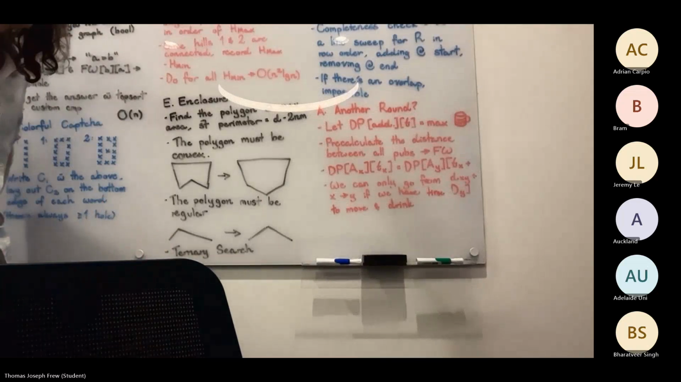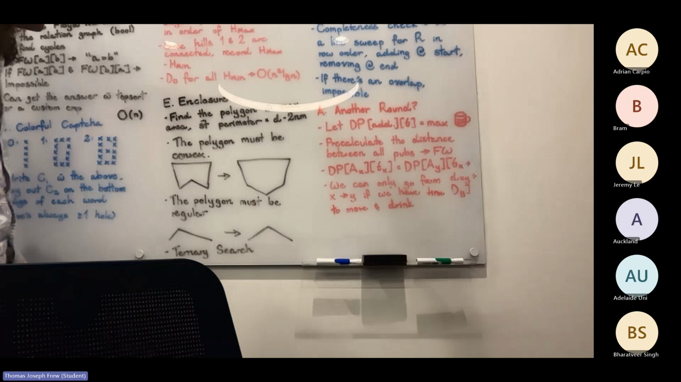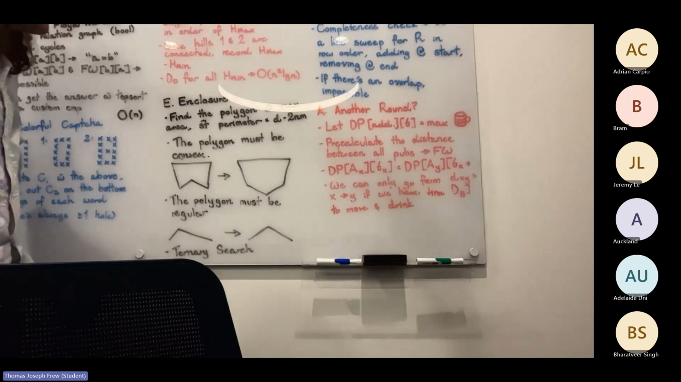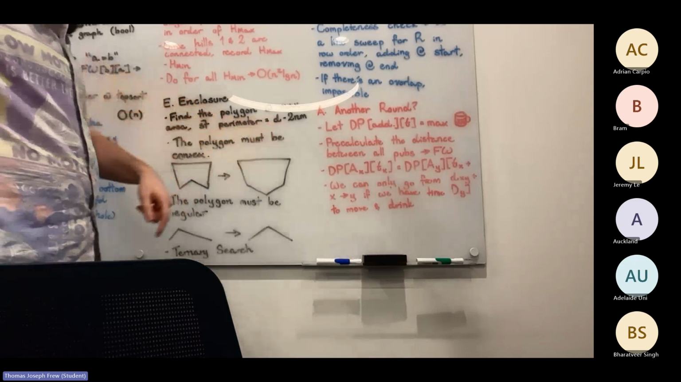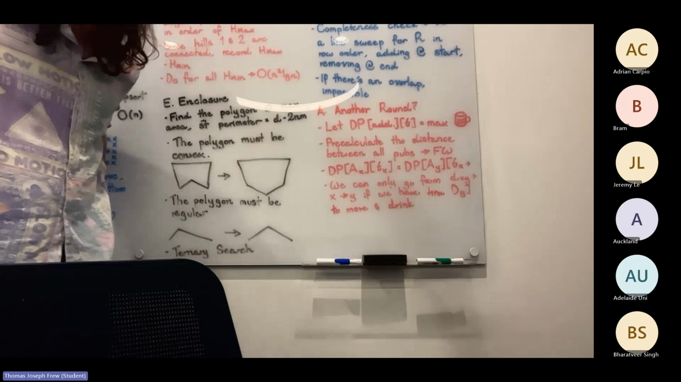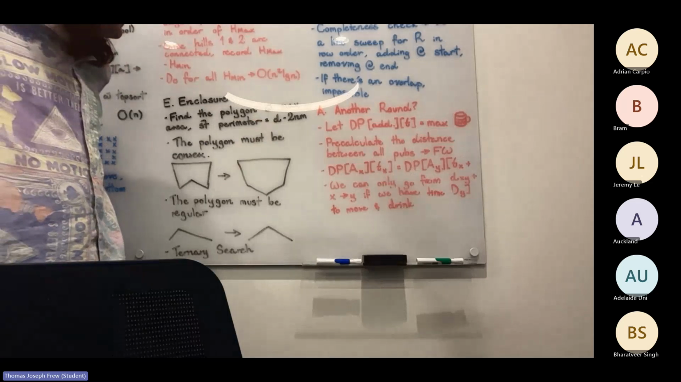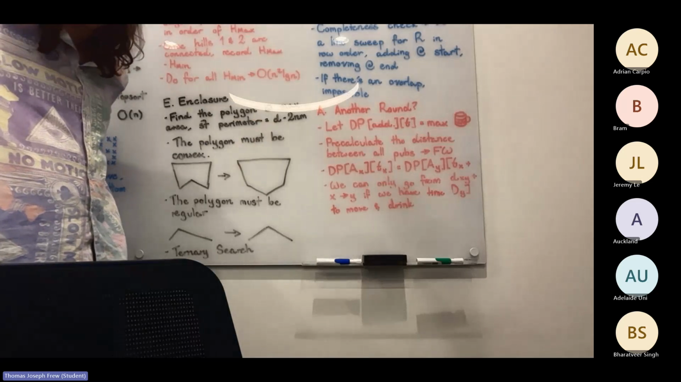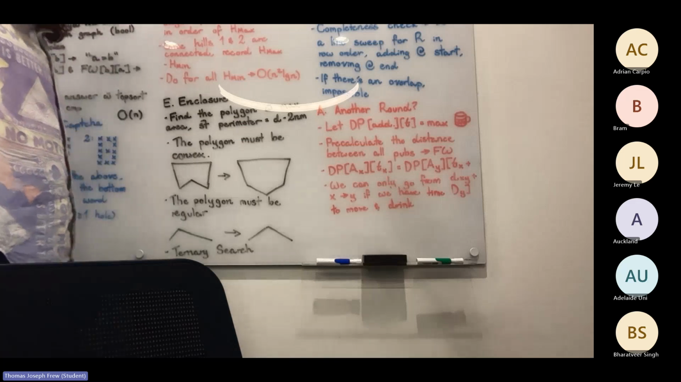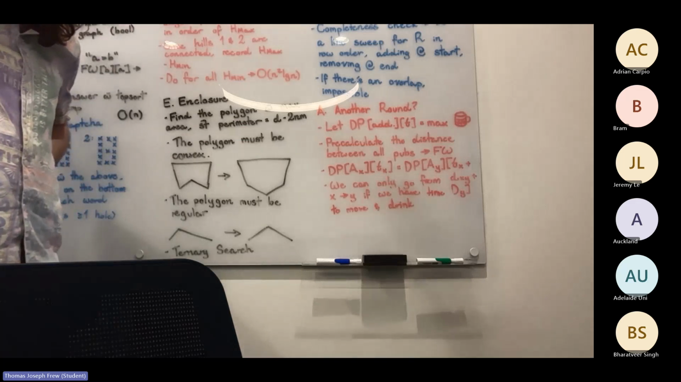Moving on, we have enclosure. So we need to find the polygon with a maximal area such that the perimeter is equal to d minus 2. Is that 2 nm? I'm not sure, but anyway, you lose some amount of time for every marker you place down, and you have some amount of starting time.